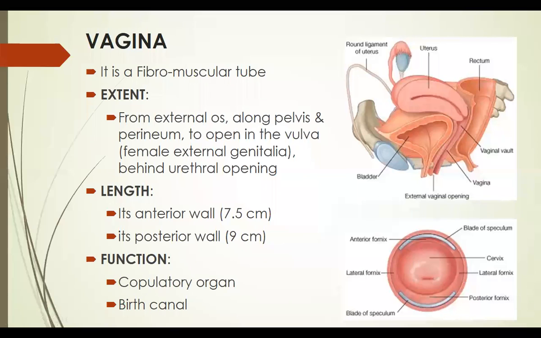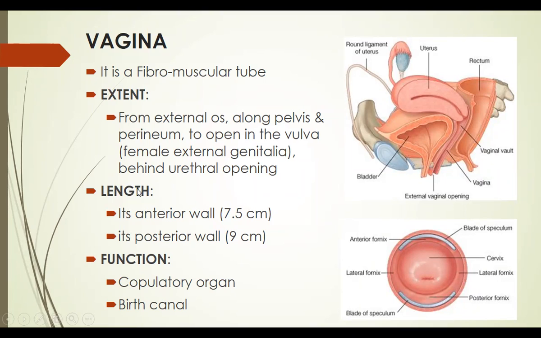Now finally coming to the vagina. So this is the vagina as you can see here. It is a fibromuscular tube. It is a copulatory organ, extending from the external os along the pelvis and perineum to open into the vulva. So this is the vulva here, the female external genitalia, behind the urethral opening. This is the urethral opening. Behind that is the external vaginal opening.